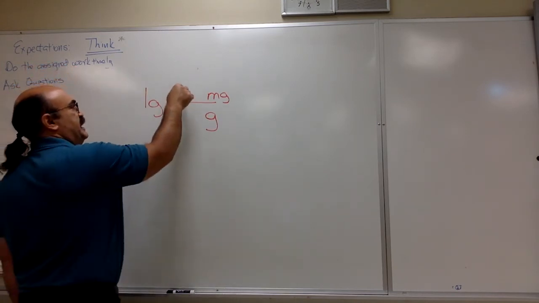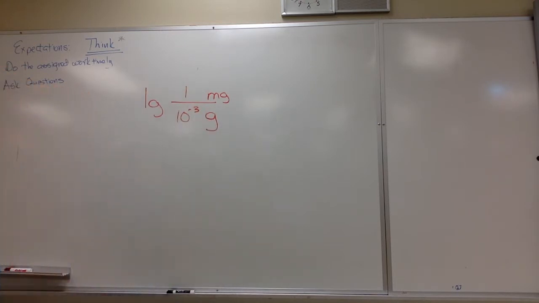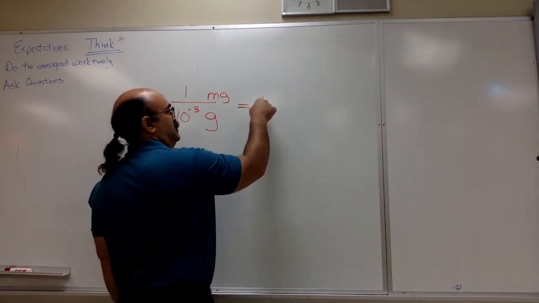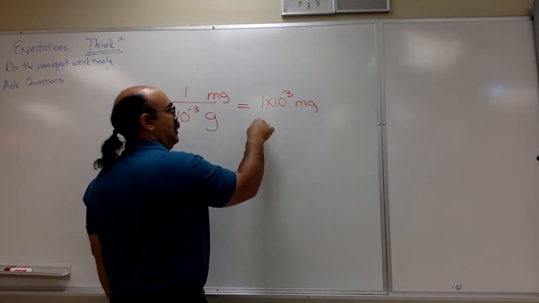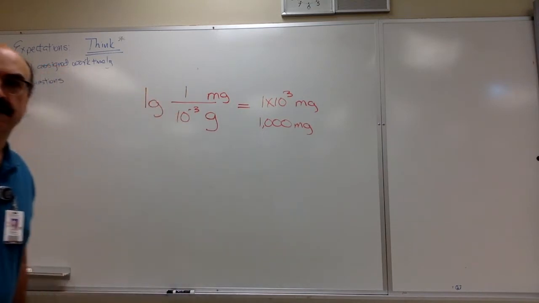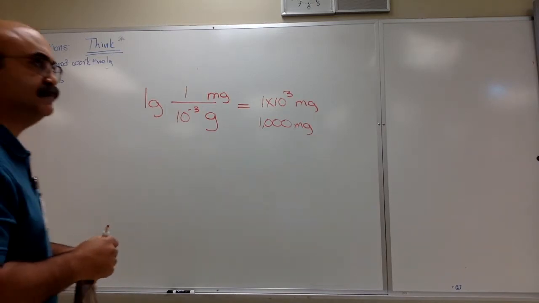My conversion says 1 milligram is 10 to the minus 3 grams. My answer then is 1 times 10 to the positive third milligrams, or 1,000 milligrams. Both are correct. Questions, confusions?